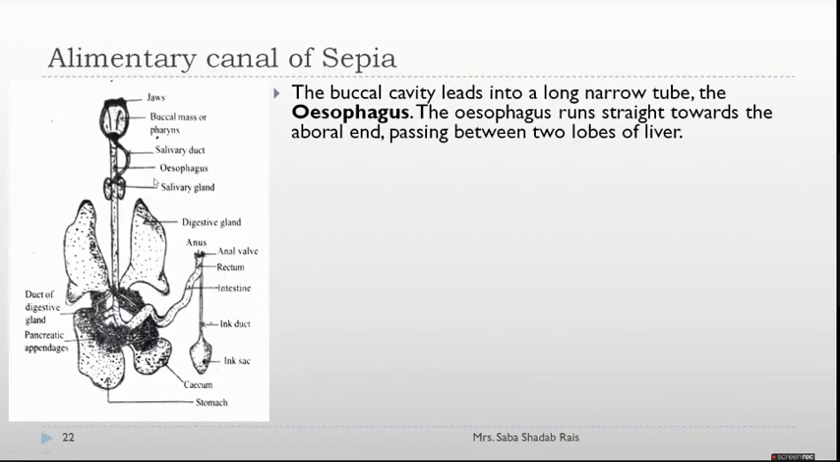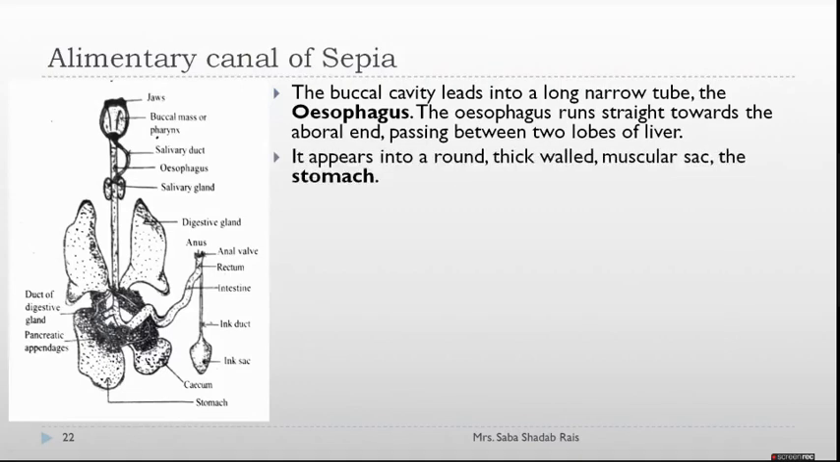Now, the esophagus is very straight, as you can all see. It runs towards the aboral end and passes between the lobes of the liver. I have taken the diagram where the lobes are separated. These lobes are connected, as you will observe in the next diagram. So the esophagus just runs between this particular lobe structure. Where the esophagus ends, it ends into the stomach.